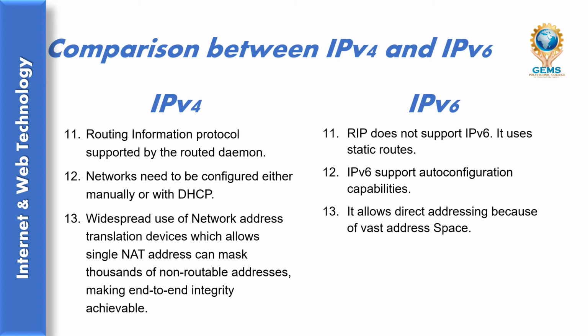In IPv4, networks need to be configured either manually or with the dynamic host configuration protocol. IPv6 supports auto configuration capabilities. IPv4 has widespread use of network address translation devices, which allow a single NAT address to mask thousands of non-routable addresses, making end-to-end integrity achievable. But IPv6 allows direct addressing because of its vast address space.